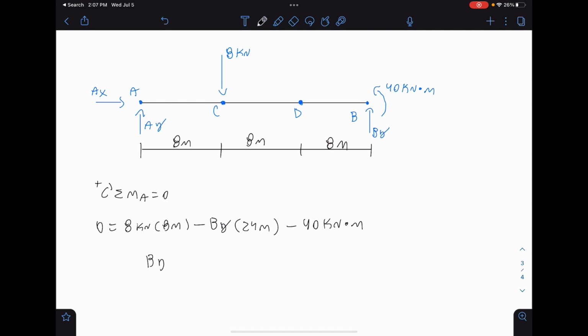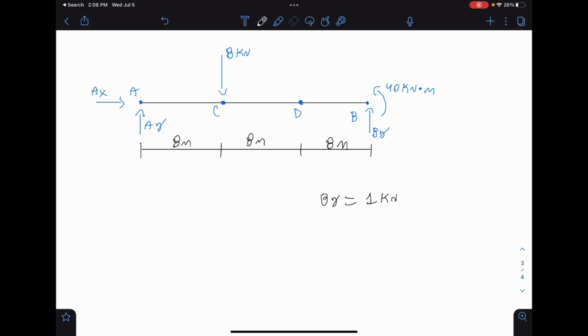So solving for By, we have 24 By on the left side. I just moved that over. And then on the right side, we have 8 kilonewtons times 8 meters, which is 64 kilonewtons times meters, minus 40 kilonewtons times meters. So minus 40, that's 24. And then solving for By, we get that our force By is 1 kilonewton. Right, 24 divided by 24, 1 kilonewton. Great. Now let's erase this.